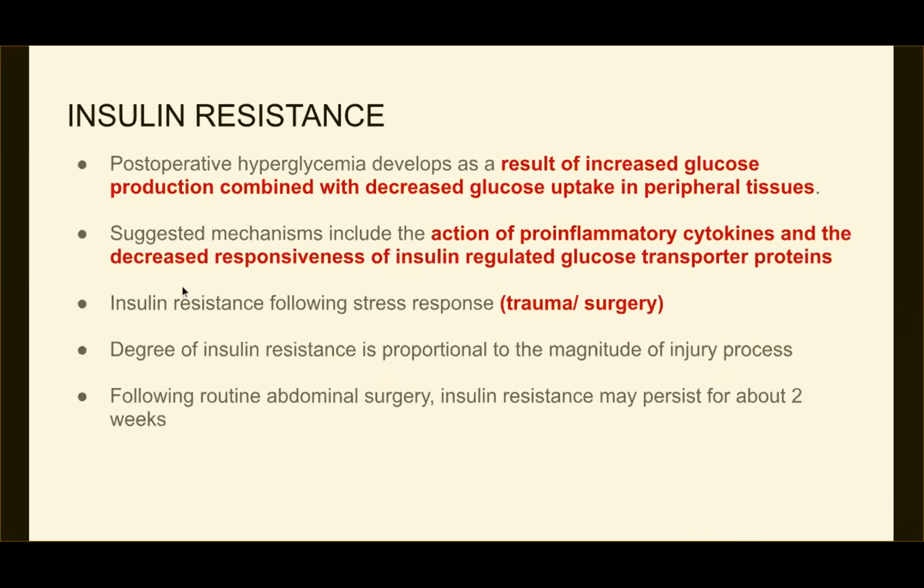Then the next major important factor is insulin resistance. Insulin resistance occurs post-operatively, and it basically mimics type 2 diabetes mellitus. This hyperglycemia develops as a result of increased glucose production combined with decreased glucose uptake in peripheral tissues, as it does in type 2 diabetes mellitus. The suggested mechanisms of this resistance include the action of pro-inflammatory cytokines and the decreased responsiveness of insulin-regulated glucose transporter proteins.